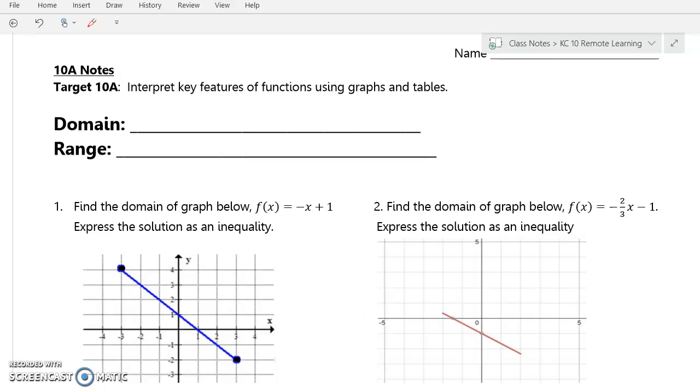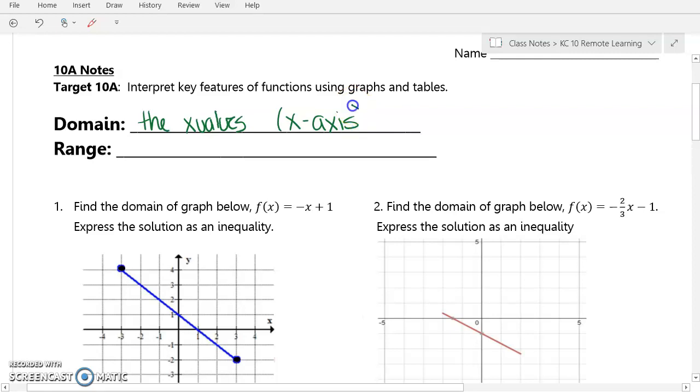Alrighty, so for 10A note, we're going to interpret key features of functions using graphs and tables. For the domain, it's referring to the x values, which we'll find on the x-axis. While the range is the opposite, it's focusing on the y values, which is found on the y-axis.